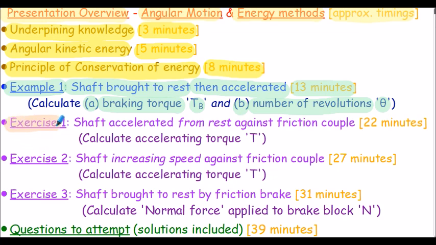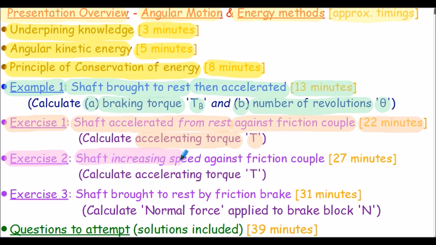Exercise 1, here a shaft is accelerated from rest against a friction couple, starts 22 minutes into the presentation, and here we calculate the accelerating torque T. Exercise 2, here a shaft is initially rotating with an angular velocity and we're increasing the speed of the shaft again against the friction couple. That starts 27 minutes into the presentation. Again we calculate the accelerating torque T.